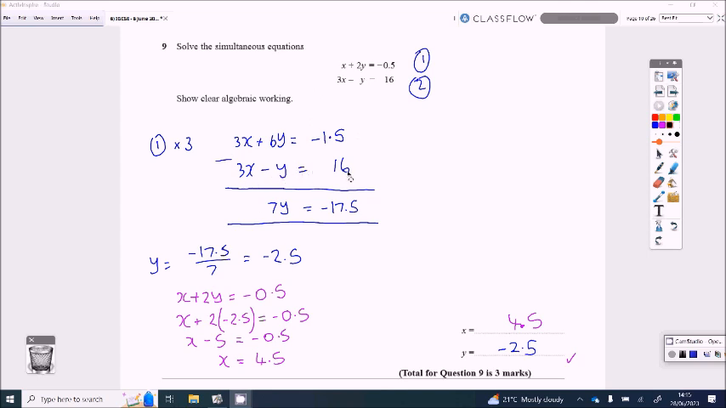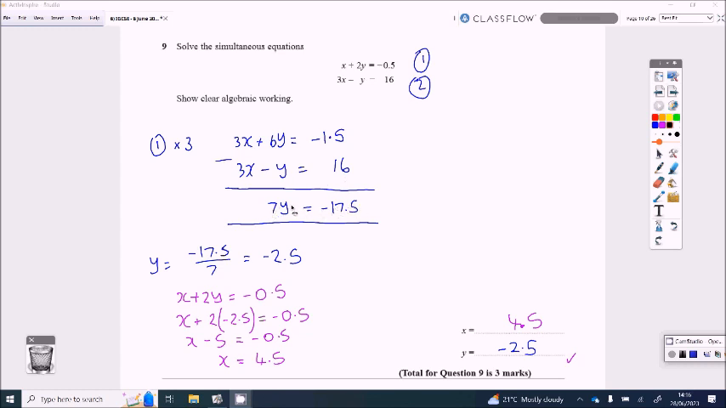I've then got to make a decision whether to add or subtract these equations from each other. Now, if I was to add them, I'd just get 6x here, which isn't eliminating x. So I don't want to add them. I want to subtract the two equations. So 3x take away 3x is nothing. That's the whole point. I've eliminated x. 6y minus y is 6y add y, which is 7y. Sorry, ignore the bell. And then minus 1.5 minus 16 is minus 17.5.